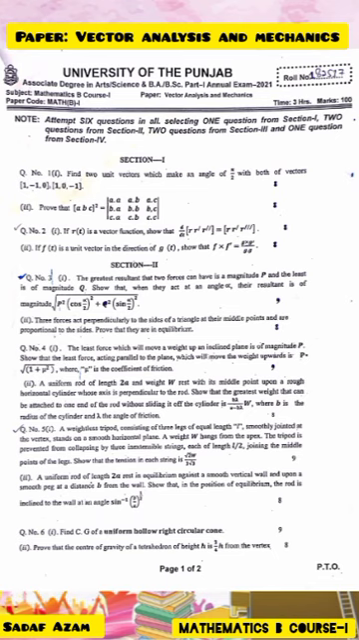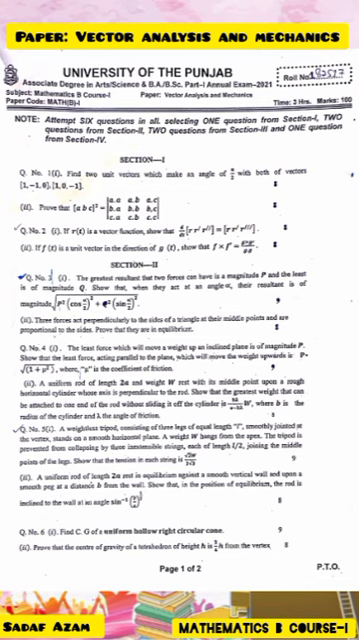Section 2. Question number 3. 1. The greatest resultant that two forces can have is of magnitude P and the least is of magnitude Q. Show that when they act at an angle alpha, the resultant is of magnitude under root of (P cos alpha over 2) whole square plus (Q sin alpha over 2) whole square.